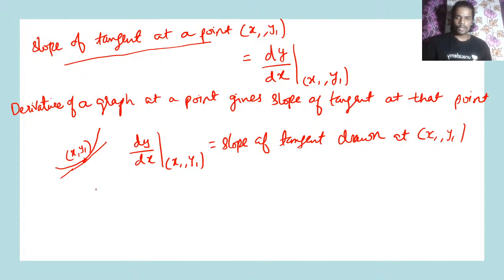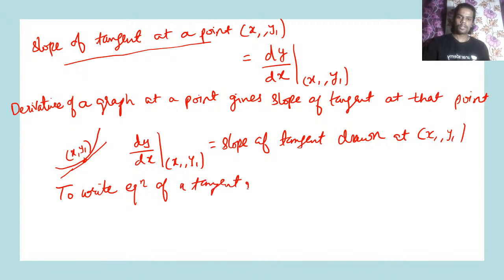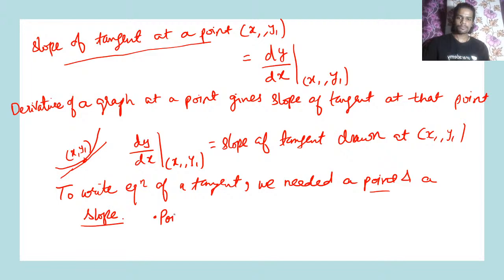Okay, fine. So now to write the equation of a tangent, we needed a point and a slope, and we have both point and slope. We have the point x1 comma y1, and we have a slope which is equal to this. This is the slope.